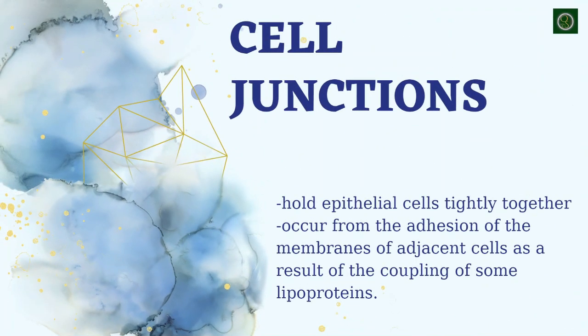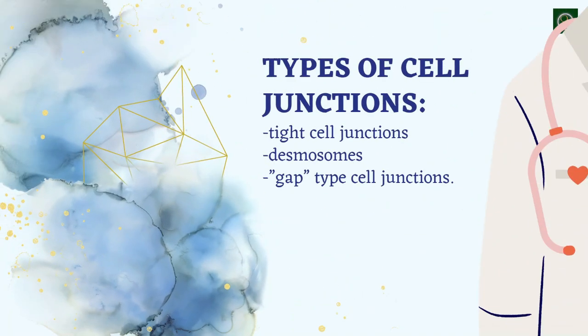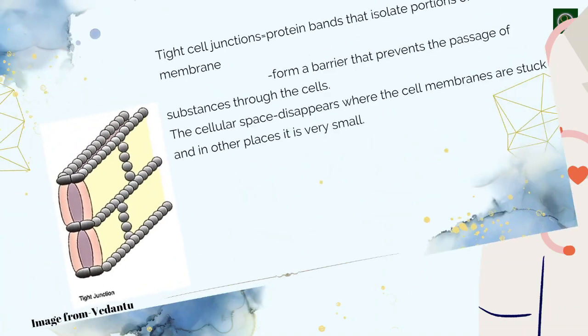Cell junctions hold epithelial cells tightly together. They occur from the adhesion of the membranes of adjacent cells as a result of the coupling of some lipoproteins. There are three types of cell junctions: tight-type cell junctions, desmosomes, or gap-type cell junctions.